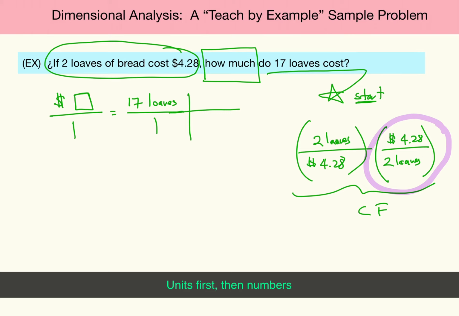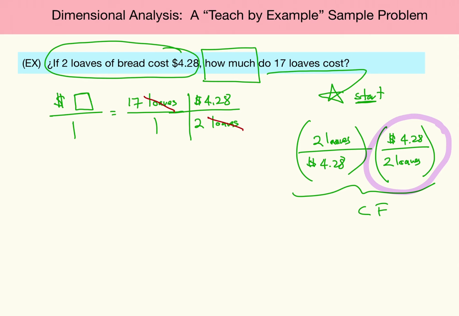Why is that? Well, because if I use the one on the right, the unit of loaves will be in the denominator, and the unit of dollar signs will be in the numerator. And look what happens when we arrange it that way. Loaves cancel out, and the only unit left on the right-hand side of my equation is a dollar symbol. And guess what I'm looking for? A dollar symbol. This is what tells me I'm essentially done with my problem, except for multiplying and dividing out the numbers.